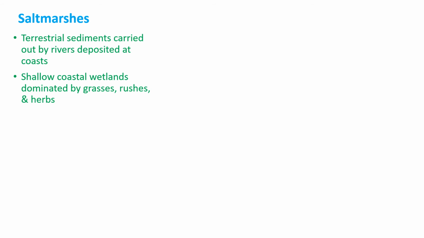So another type of coastal biome is salt marshes. Salt marshes by definition are shallow coastal wetlands located in the coastal zone that are largely dominated by vegetation like grasses, rushes, and herbs.